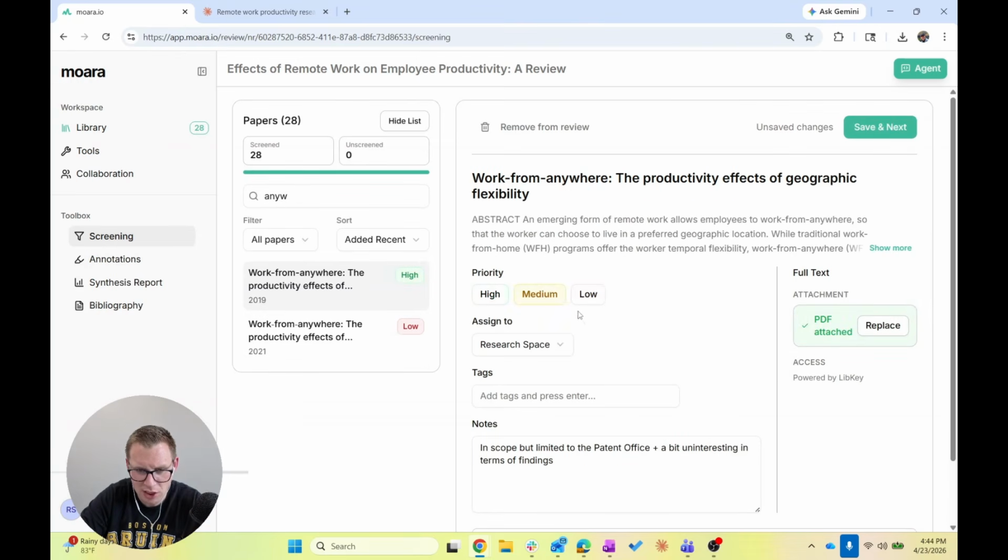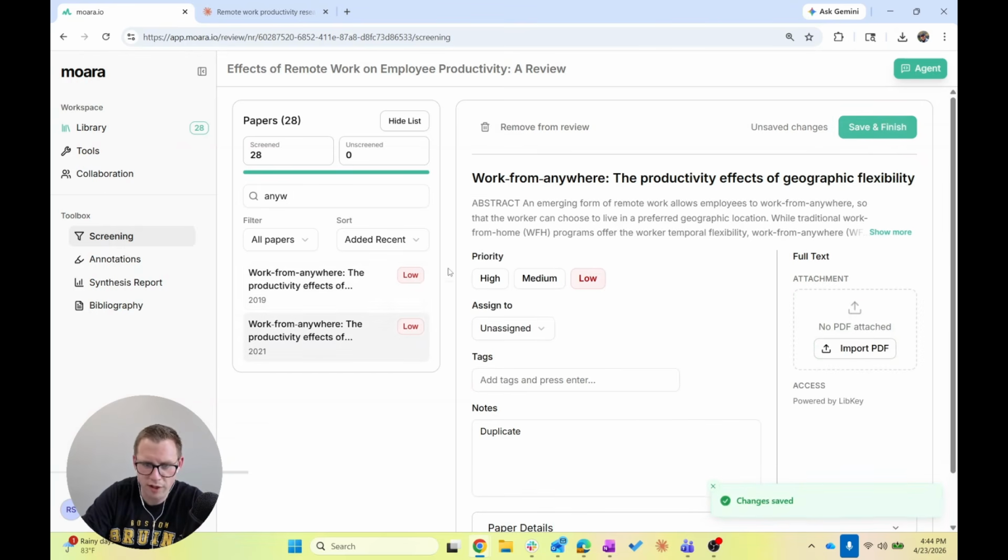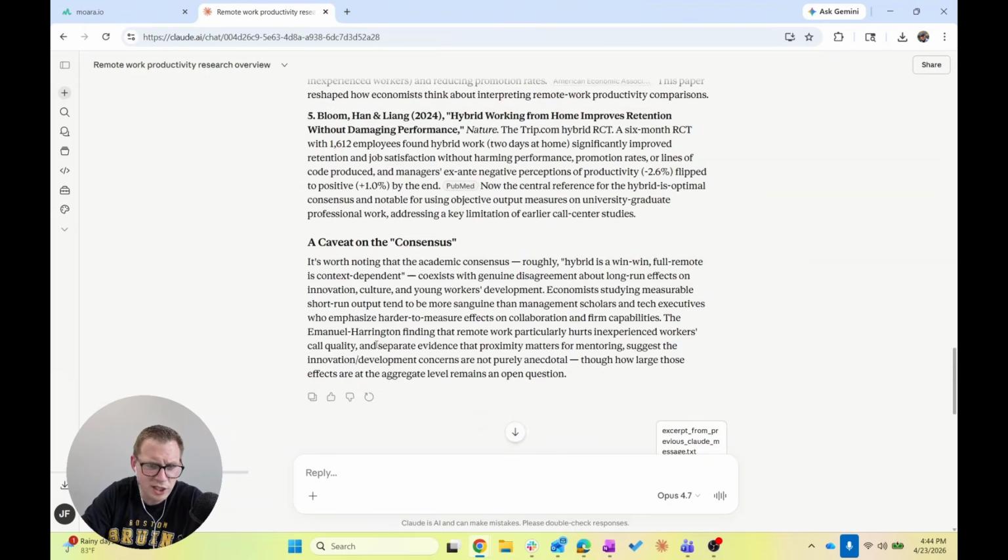Here, I'm going to put this as actually low, and I'm going to say comparison is between work from anywhere and work from home, doesn't include in person. So that doesn't have what we're looking for, and that's fine. Both of those can now be low priority. There's one last check I want to do.